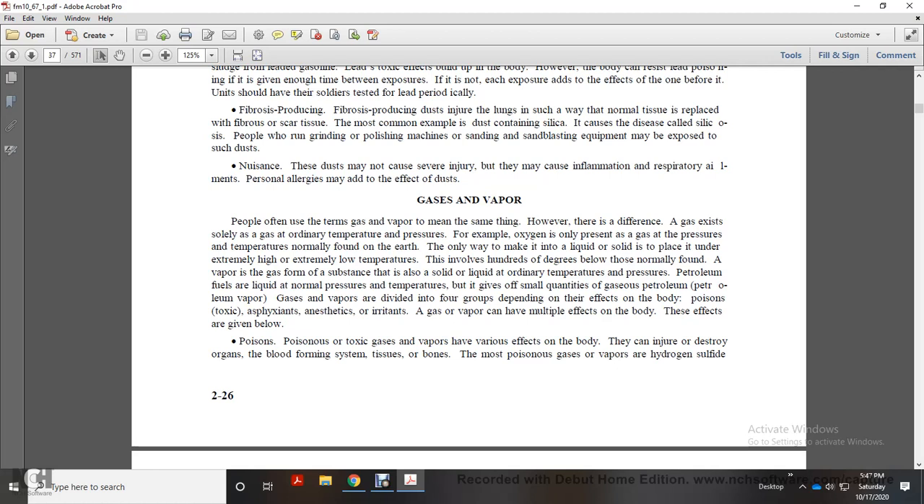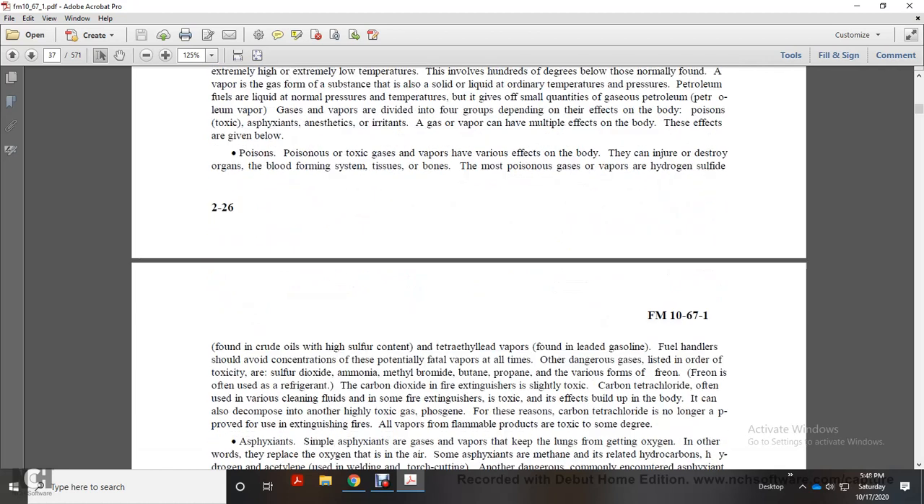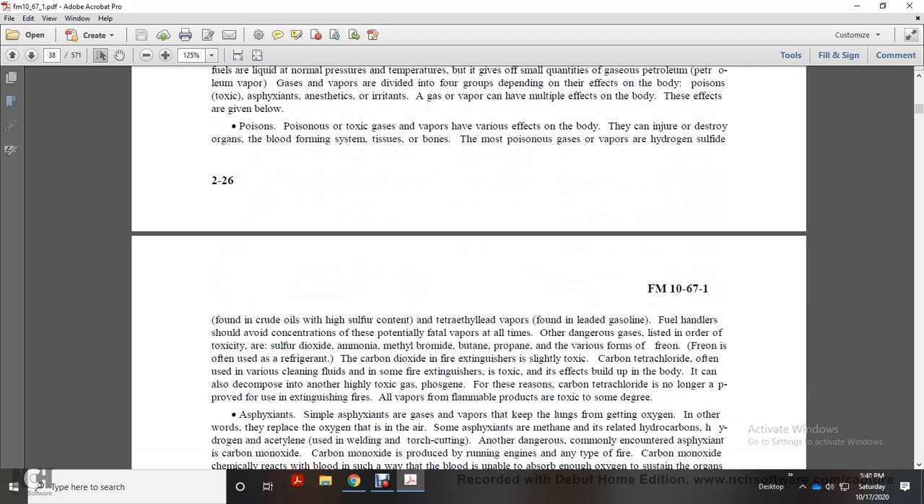Petroleum fuels are liquid at normal pressures and temperatures, but they give off small quantities of gaseous petroleum vapor. Vapors are divided into four groups depending on their effects on the body: poisonous or toxic, asphyxiant, anesthetic, and irritant. Gas and vapor can have multiple effects on the body, and the effects are also given below. Poisonous, toxic vapors have various effects on the body. They can injure and destroy the organs, blood-forming tissues, and bones. The most poisonous gas vapors are hydrogen sulfide, found in crude oil with a high sulfur content, and tetraethyl lead vapors, found in leaded gasoline.